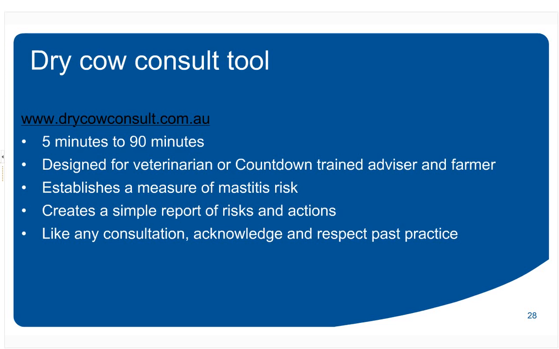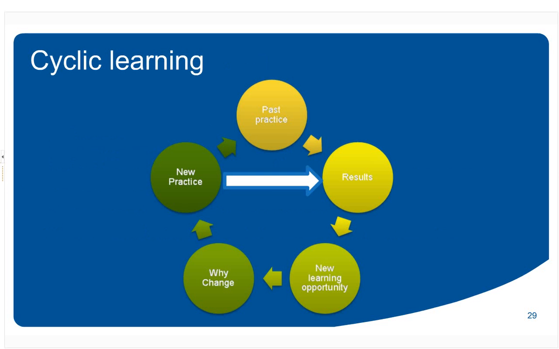of risks and actions. But like any consultation, I think we need to be conscious that we need to acknowledge and respect past practice. And this next diagram, I think, like many of us, farmers are cyclic learners, so they establish what works and what doesn't through doing it many times. So I think being able to understand and respect what farmers have done in the past is critical, as it needs to be acknowledged that through their measures it has brought results. This is a critical step before discussing new options for management or products.